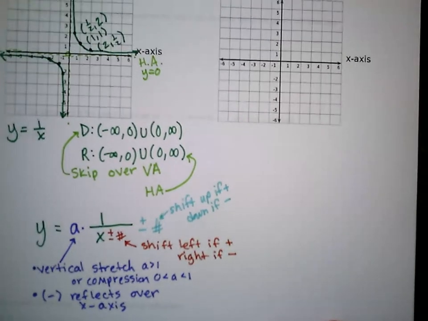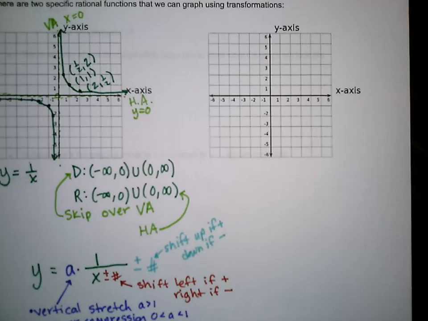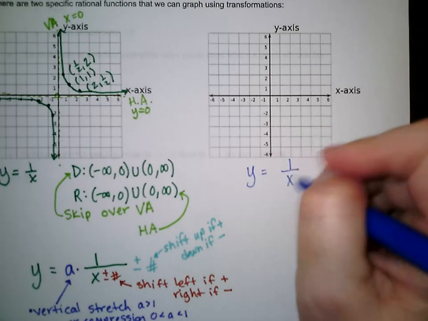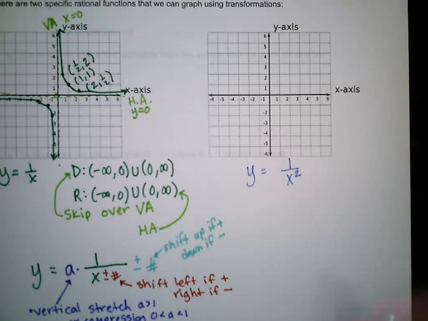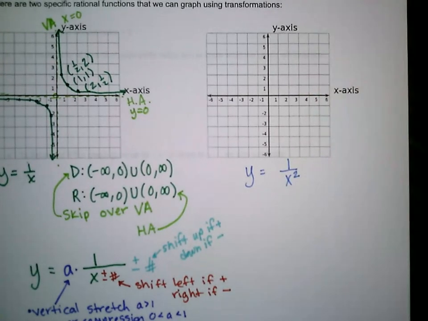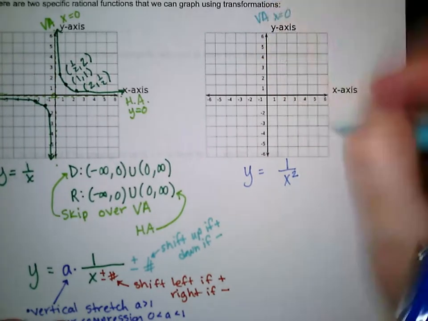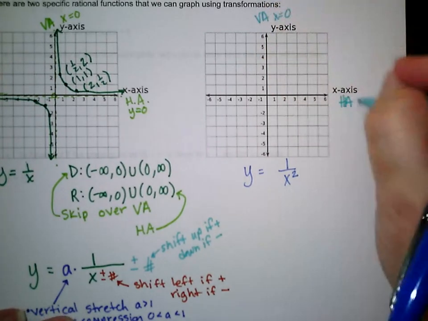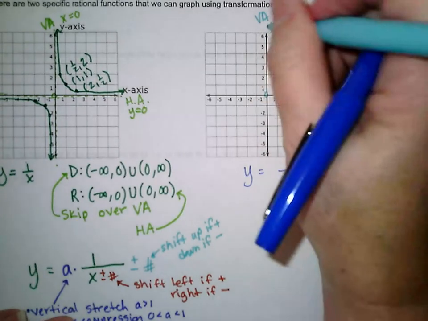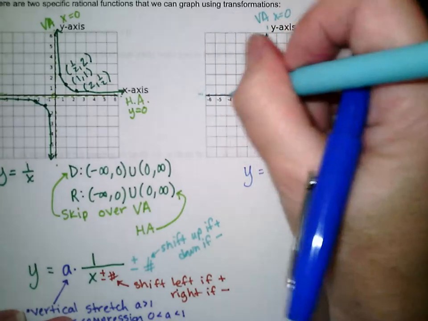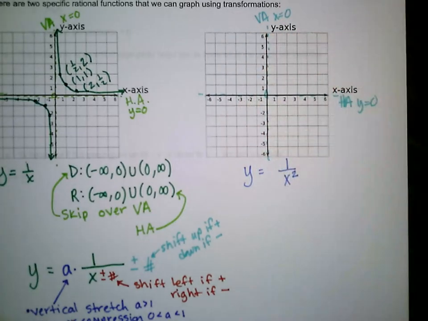The other parent function that we're going to look at is y equals 1 over x squared. So it's going to have that same black hole. So it'll have a vertical asymptote at x equals 0, a horizontal asymptote at y equals 0. I still can't divide by 0, so 0, 0 is the no zone.